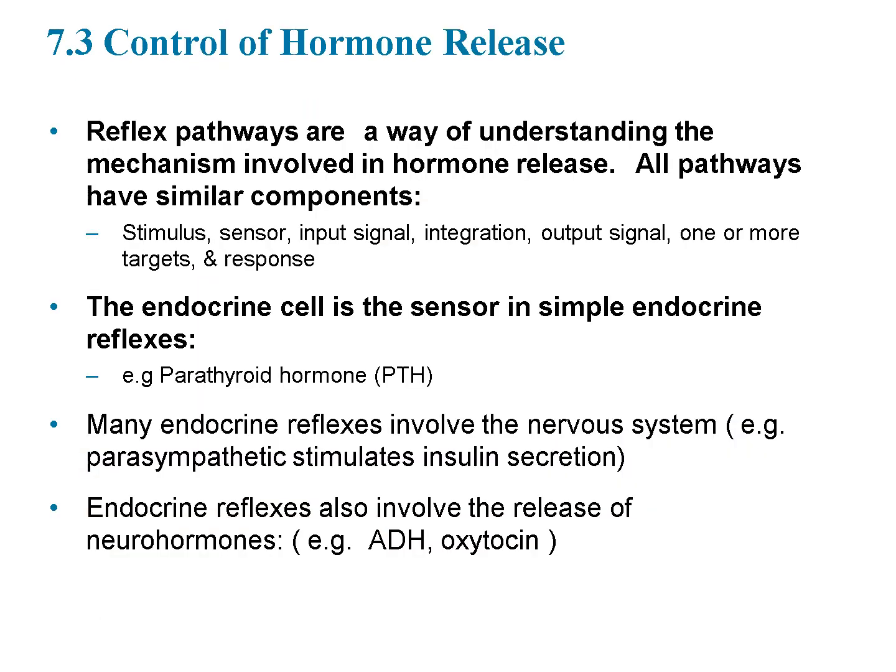Reflex pathways provide a method to understand how hormones are released. All reflex pathways share components: stimulus, sensor, input signal, integration, output signal, targets, and response. In simple endocrine reflexes, the endocrine cell itself acts as the sensor. An example is the secretion of parathyroid hormone, which regulates calcium levels. Many endocrine reflexes involve the nervous system. For instance, the parasympathetic nervous system can stimulate insulin secretion. Neurohormones are also involved in endocrine reflexes, with examples including antidiuretic hormone and oxytocin, both of which play roles in fluid balance and reproductive functions.